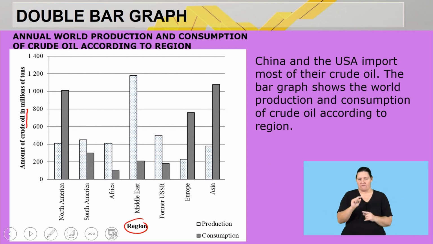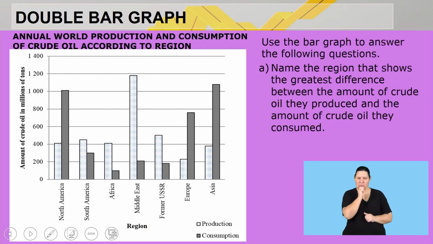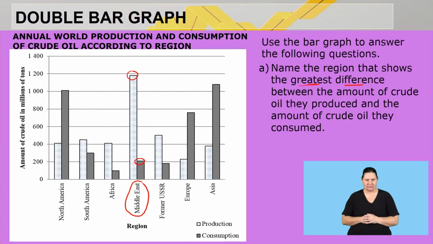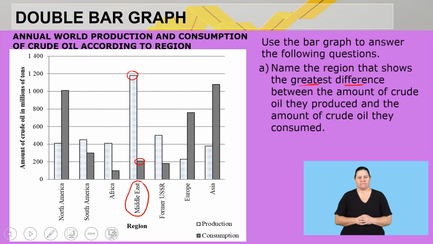Okay, so let's look at our first question. It says, use the bar graph to answer the following questions. Name the region that shows the greatest difference between the amount of crude oil they produce and the amount of crude oil they consume. Looking at this, I'm sure you'll agree with me that that will be the Middle East. So we say the greatest difference, so that will definitely be our Middle East.